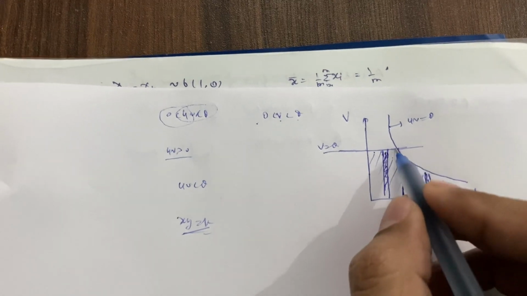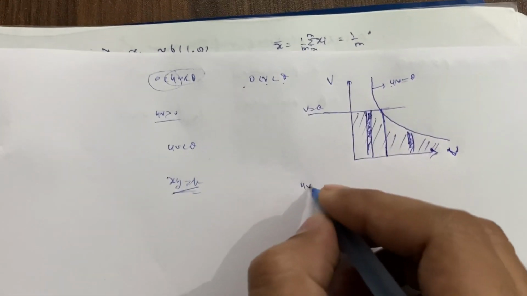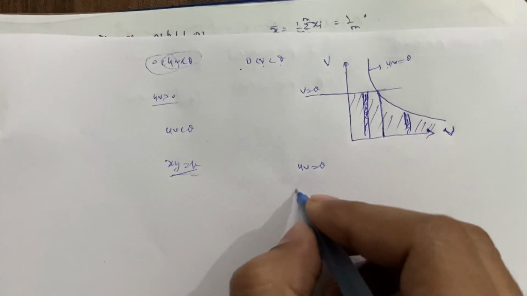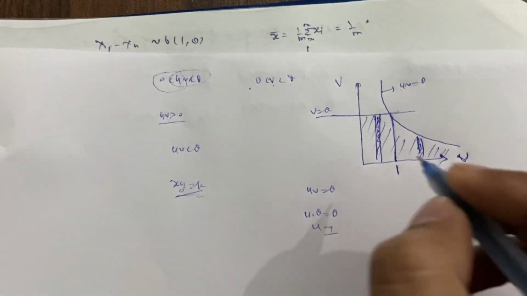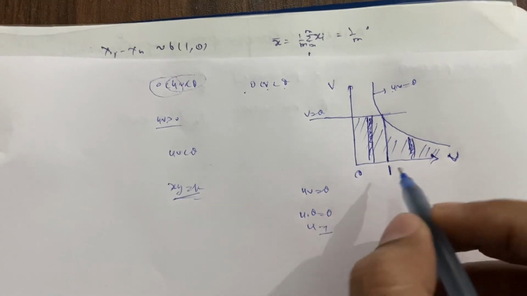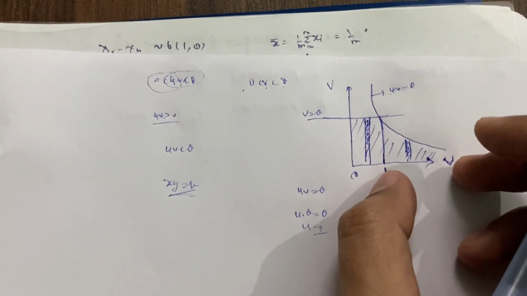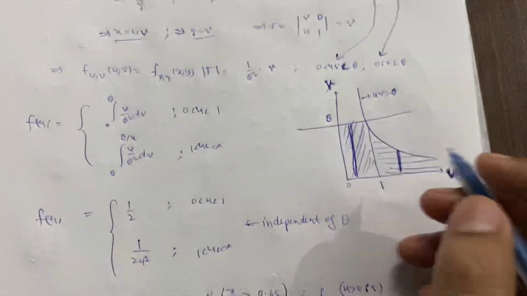So this point will be the solution of these inequalities. So uv equals theta, and put v equal to theta here. u into theta equals theta, u is equal to 1. So this point is 1 here. So we need to integrate first in this area and then in this area. So this is the area.